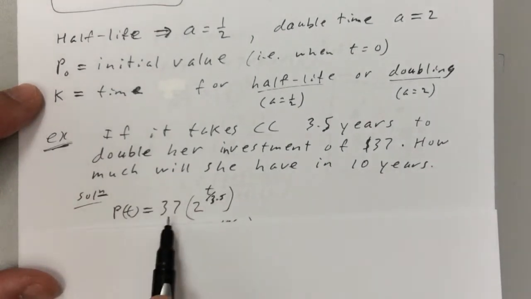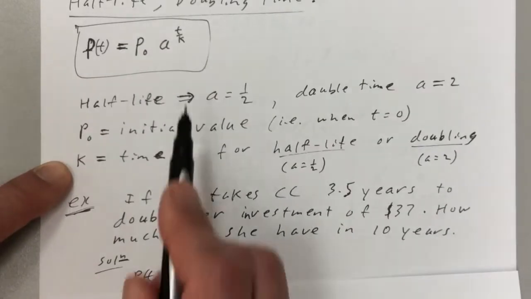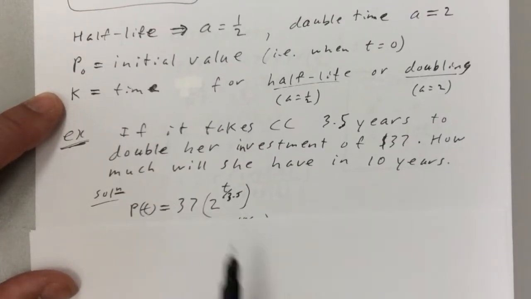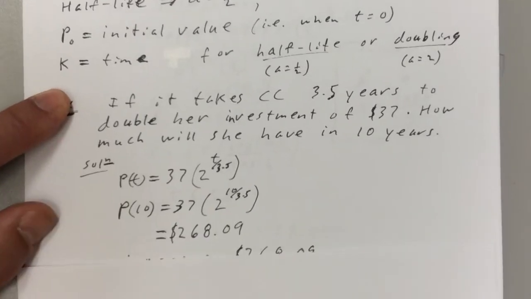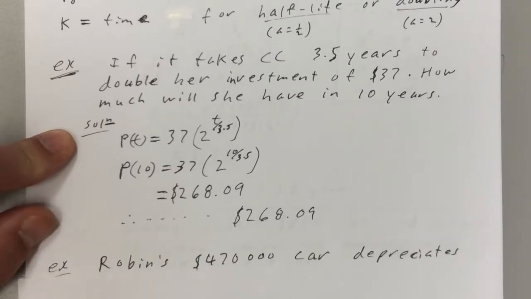P of t equals 37 times 2 to the t over 3.5. 3.5 is the doubling time, so that's the k value, and 37 is the initial amount. Now you want to find out what that's going to be at 10 years. You plug in 10 for t, and you get $268.09.